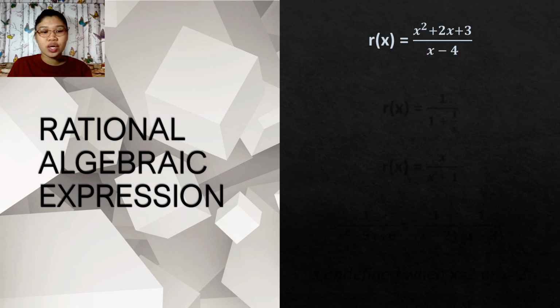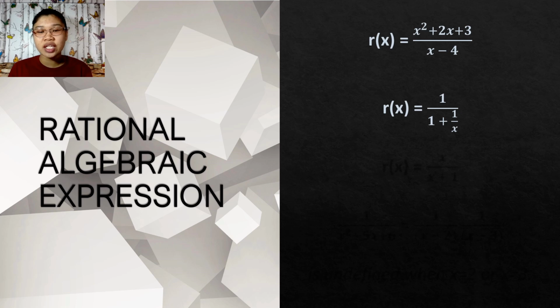We have here r of x, our rational expression, given by x squared plus 2x plus 3 all over x minus 4. This expression is obviously the ratio of two polynomials. Why? Because x squared plus 2x plus 3, the numerator, is a polynomial, and x minus 4 is a polynomial also.